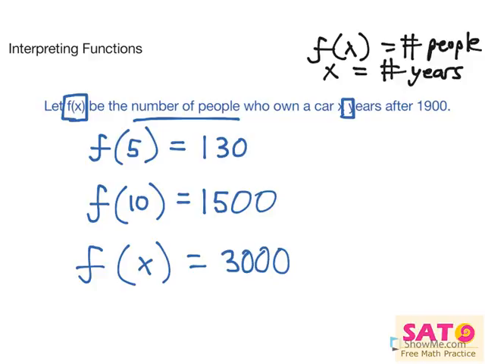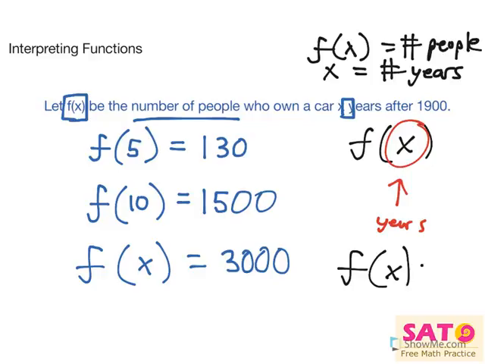Now we can look at this and say, okay, f of 5, the number of years after you plug it in, so 5 years after 1900, which is 1905, there are 130 people. And this makes sense because the x right here is the number of years, and what f of x is equal to, that's the number of people. Alright, now the next two, I'll let you think about it, so I'll pause here for a sec.